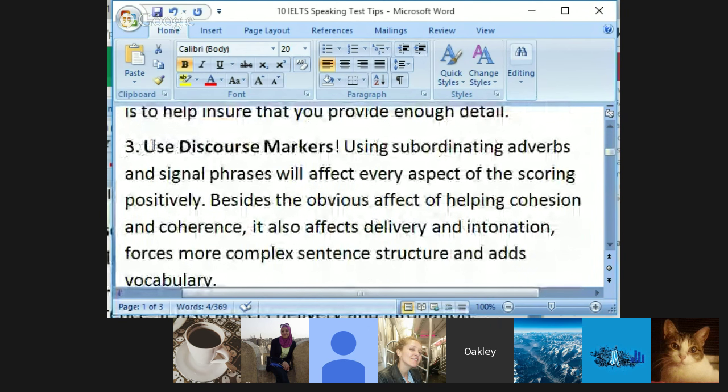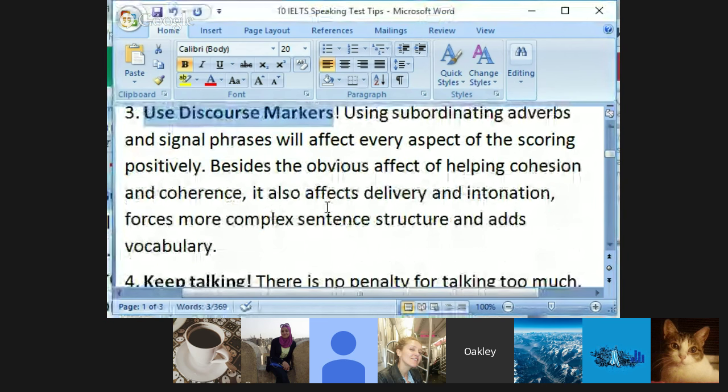Really, doing this is not just good in the IELTS test. This is good for organizing your speech in a presentation, in a job interview, for being clear if you're training somebody. Multiple reasons to try to develop your use of these connectives in English.